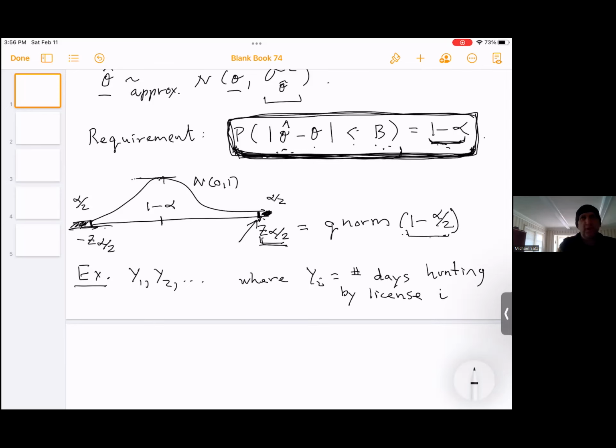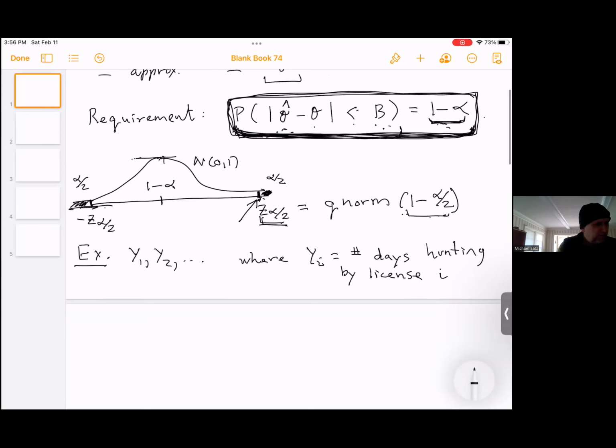So I have hunters, they're licensed hunters, and I want a measure of the average number of days that a hunter spends hunting during a particular year, not some random time period, but during a fixed time period, say the 22-23 winter season. Okay. All right.